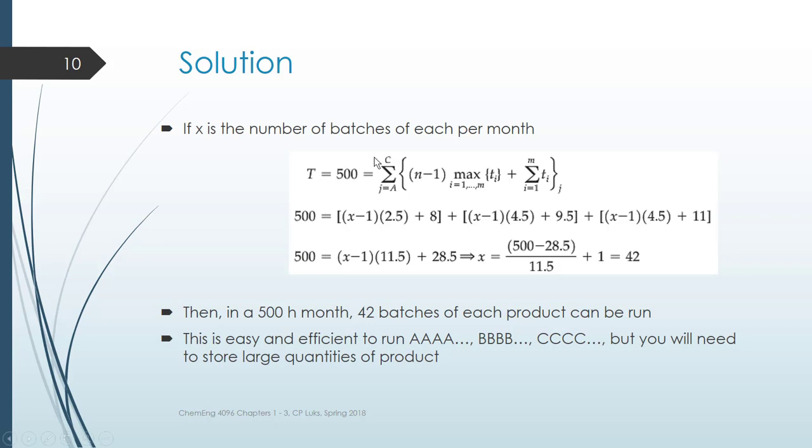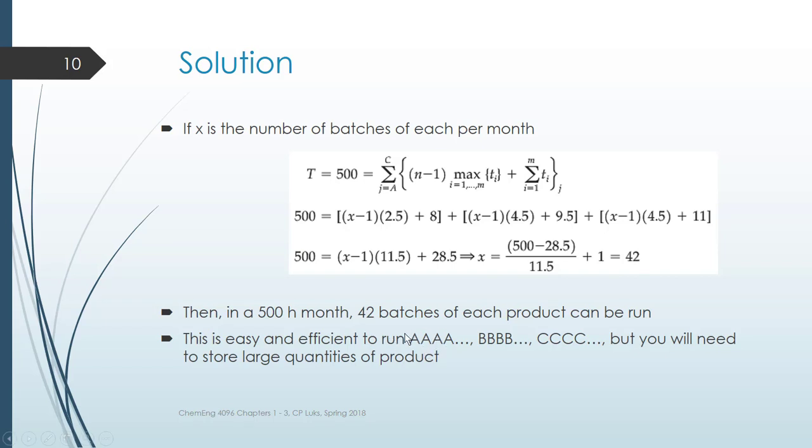If you look at this, I'm going to do the same number of batches for each of mine. For A, the longest step is 2.5 plus 8. This one is 4.5 plus 9.5. The rest of the time for the batch, so the total batch is here. And I can use this, set it equal to the 500 hours, and that will get me an approximate value for X of 42. So I can make roughly 42 batches of each product. Okay?